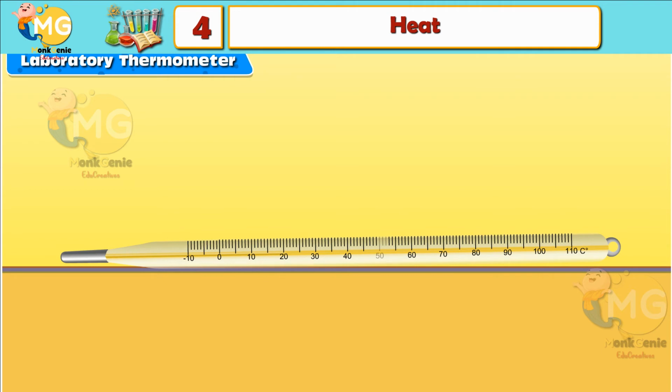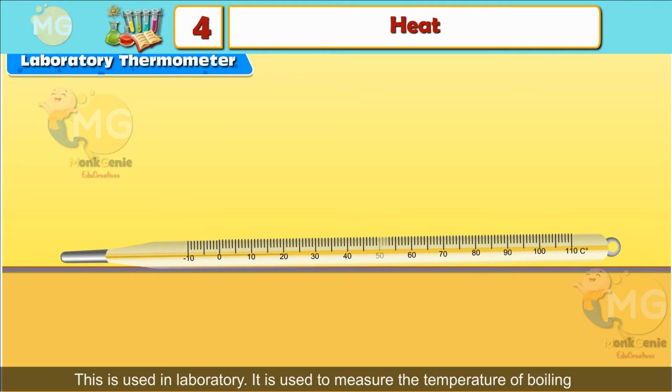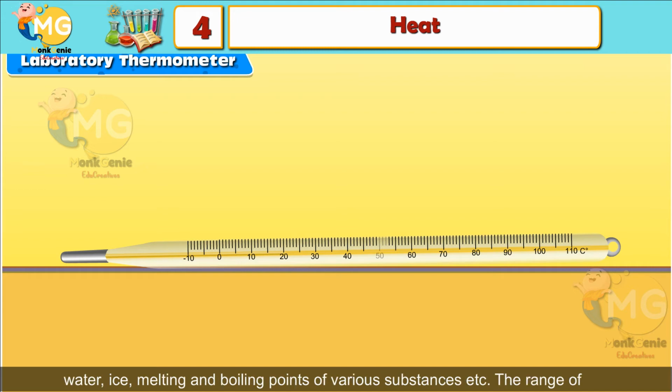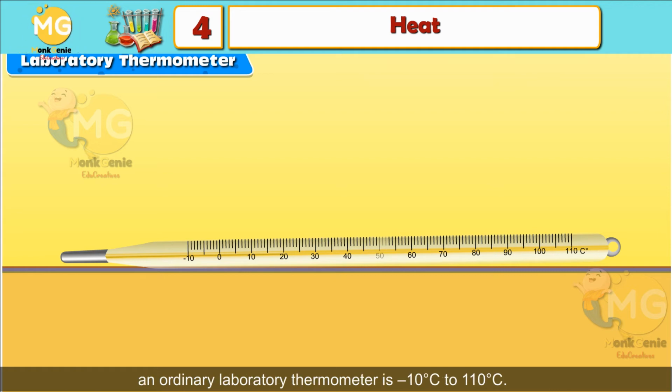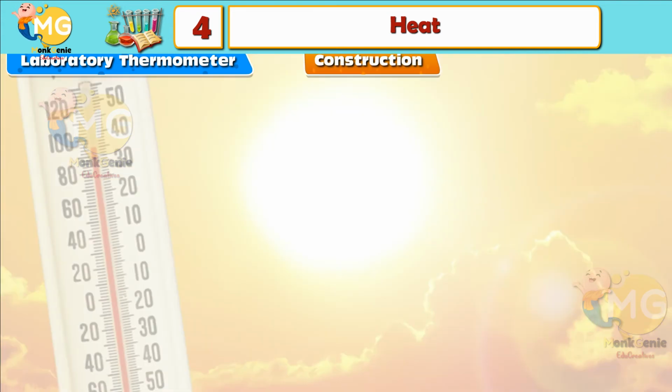Laboratory thermometer. This is used in laboratory. It is used to measure the temperature of boiling water, ice, melting and boiling points of various substances. The range of an ordinary laboratory thermometer is -10 degrees Celsius to 110 degrees Celsius.